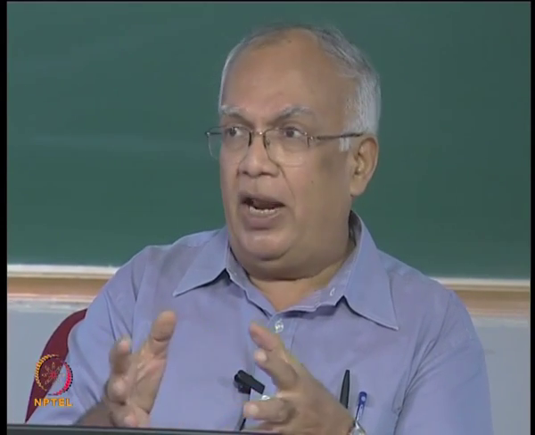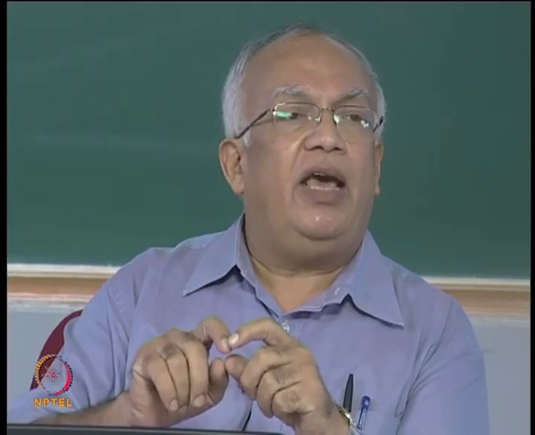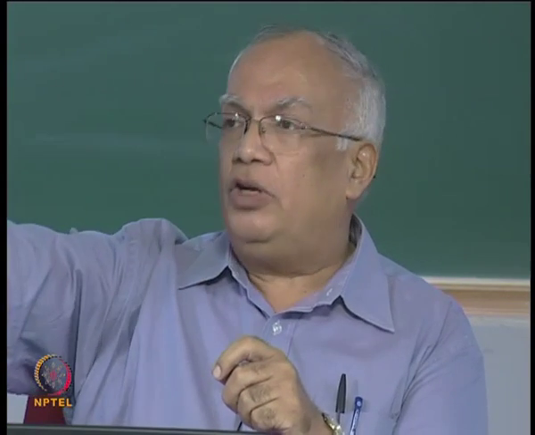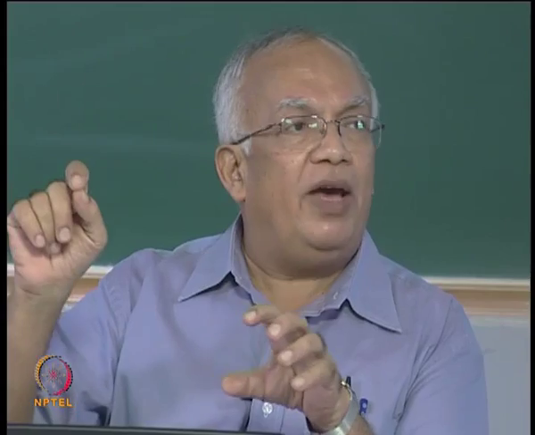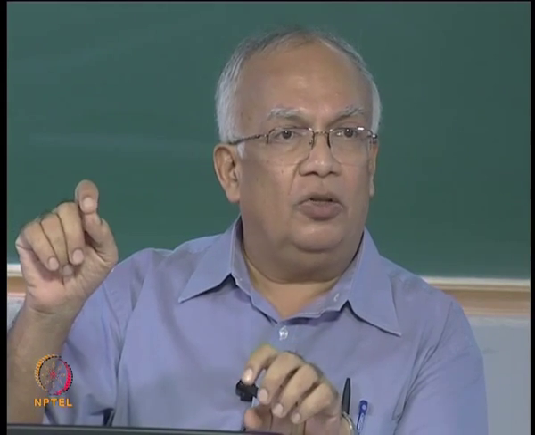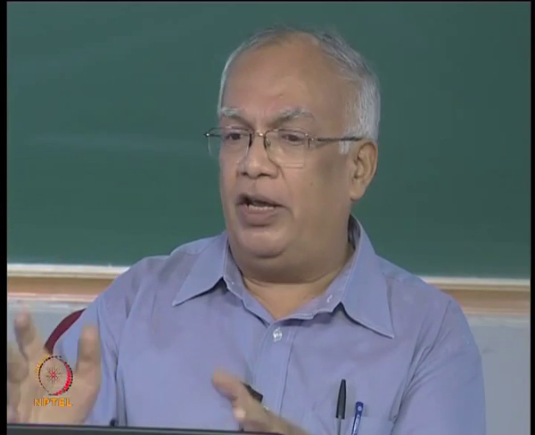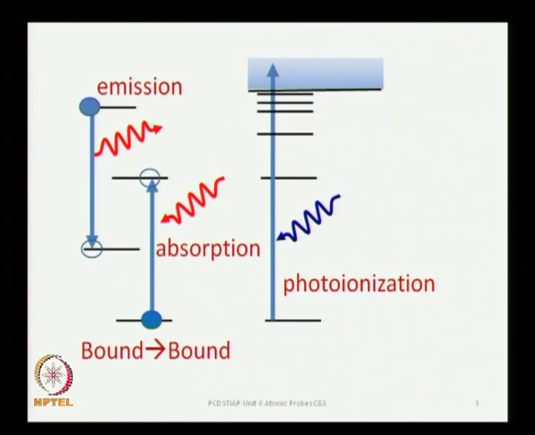So if you have a neutral atom which absorbs energy and the electron is knocked out into the continuum, what is left behind is an ion. So this process is what you call photoionization. So essentially you can have either a bound to bound transition from one bound state to another bound state, or you can have a bound to continuum transition.